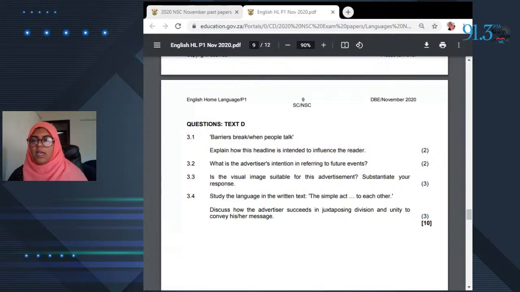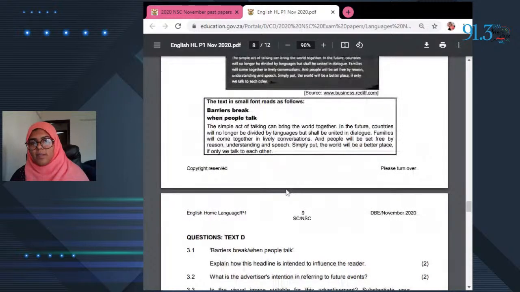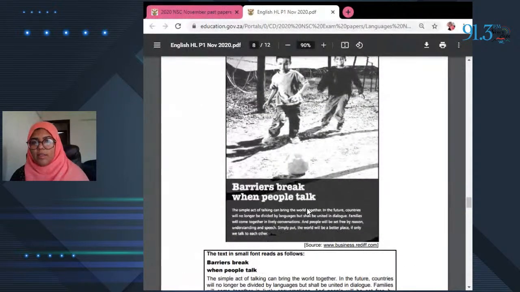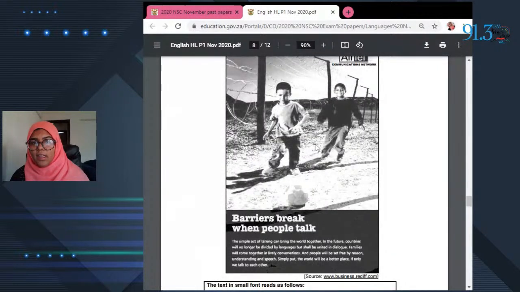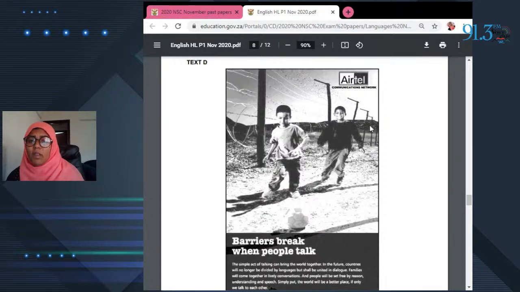So the advertiser wants to convince the reader that Airtel, which is the company that they are advertising, will make communication better. So it's almost like a technology revolution that is being promoted in this, and the advertiser is making you optimistic about the future, because you also see the children in this. So in this advertisement, they're speaking about the future, and you see children playing here, and the wires in the background, and the poles over here show the wires of communication.